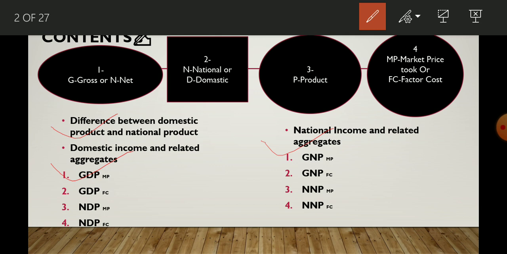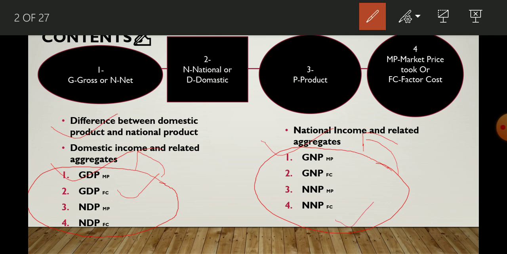In this video, we are going to learn how we are going to write the meaning of all these aggregates that are related to domestic income, and how we are going to write these four aggregates that are related to national income. One more thing we will write is how to generate the equations, how we are going to formulate the equation. If suppose NDPFC is given, then how we can calculate NNPFC. So this video is very important to understand the next chapter.